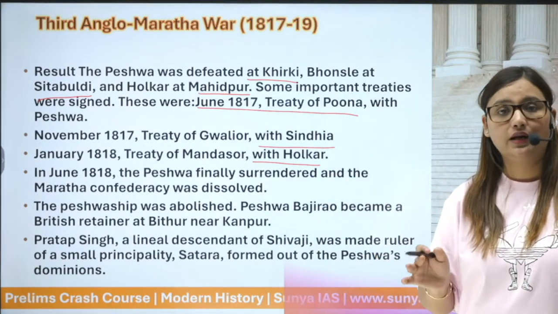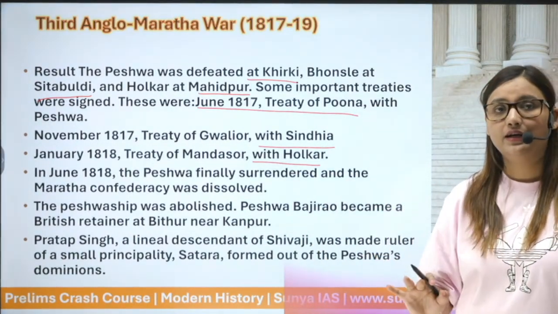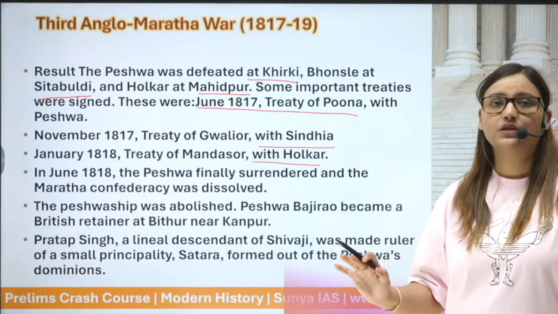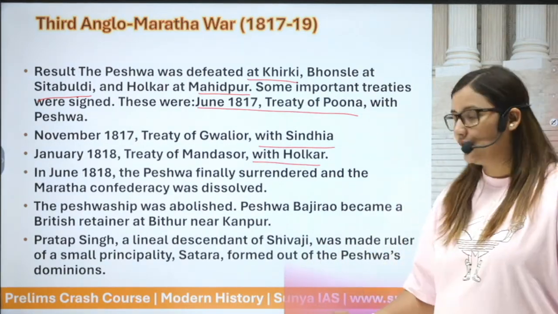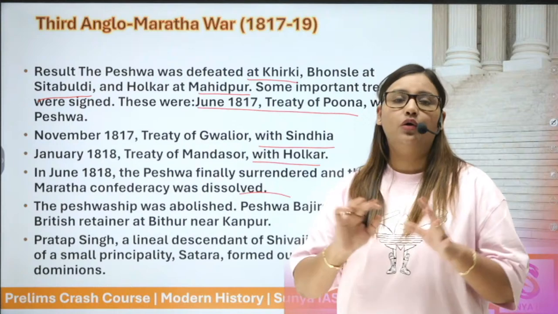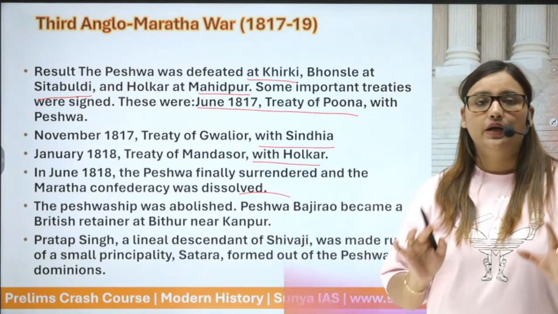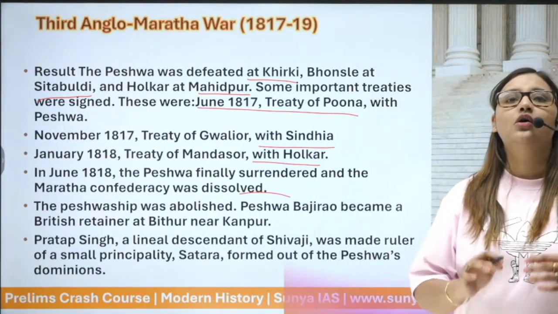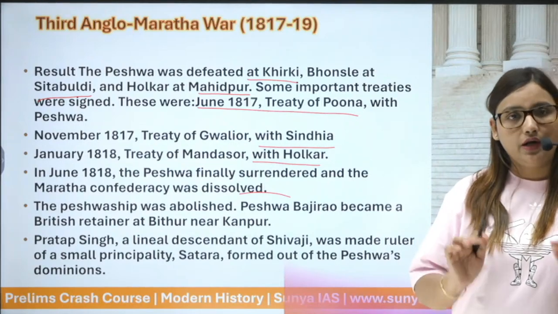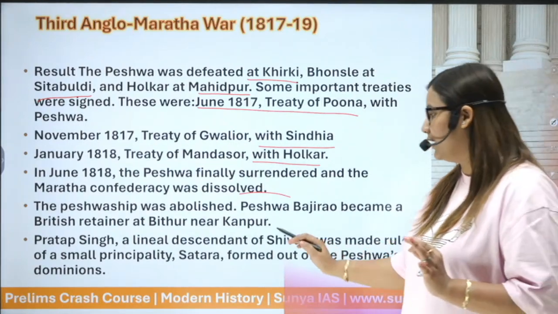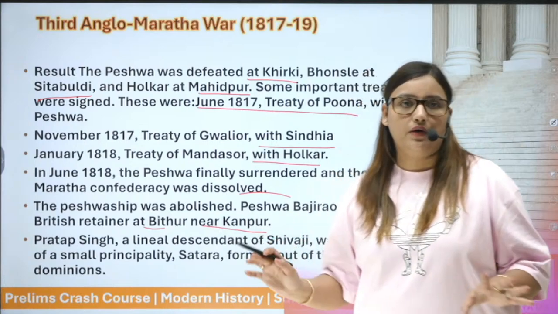In June 1818, the Peshwa finally surrendered everything. The confederacy was dissolved. The Peshwaship was abolished, and it was decided that there would be no more Peshwaship. Peshwa Bajirao became a British retainer at Bithur, which is near Kanpur, and then he had no power at all.